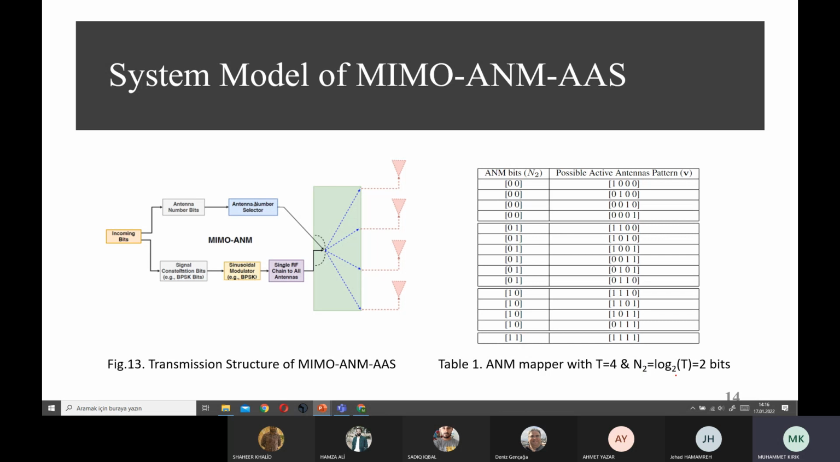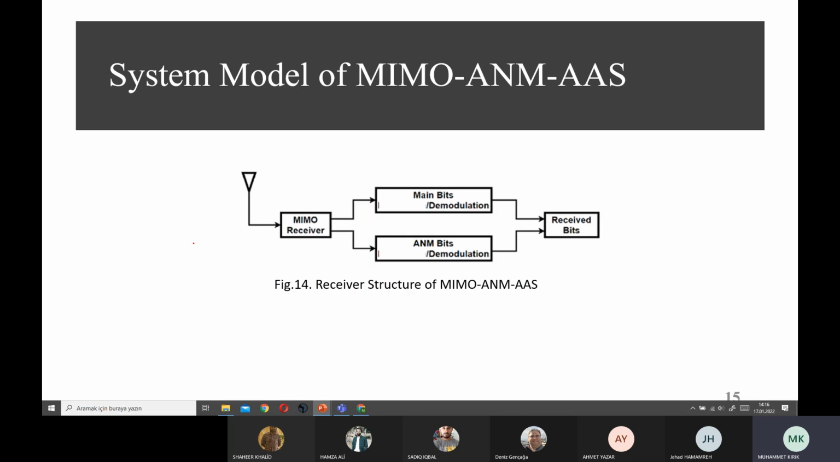The N2 equals log2 of T. T is 4 in this case, so we have two bits in each ANM bit symbol. Since we are using BPSK here, we are using 1 bit in our symbols. So for the transmission of 1 symbol here, we are exploiting 2 symbols, and we are transmitting these 2 symbols by using only 1 spot in our spectra. This is the main logic of this scheme.